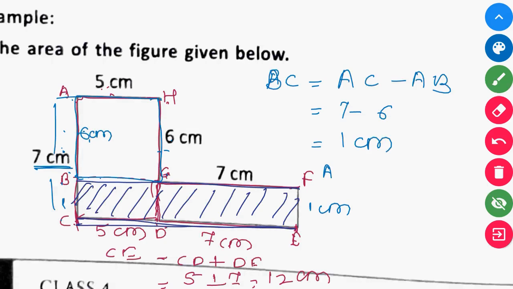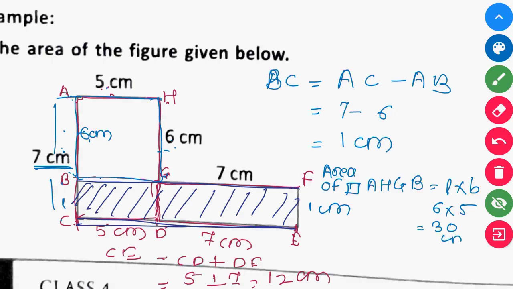Now the area of rectangle AHGB is equal to length into breadth. How much is the length? How much is the breadth? 6 multiplied by 5, that is 30 centimeter square. Length is bigger than breadth, right? So I took the length as 6 and breadth as 5. It doesn't matter. In multiplication, you write 5 multiplied by 6 or 6 multiplied by 5. The answer is the same.